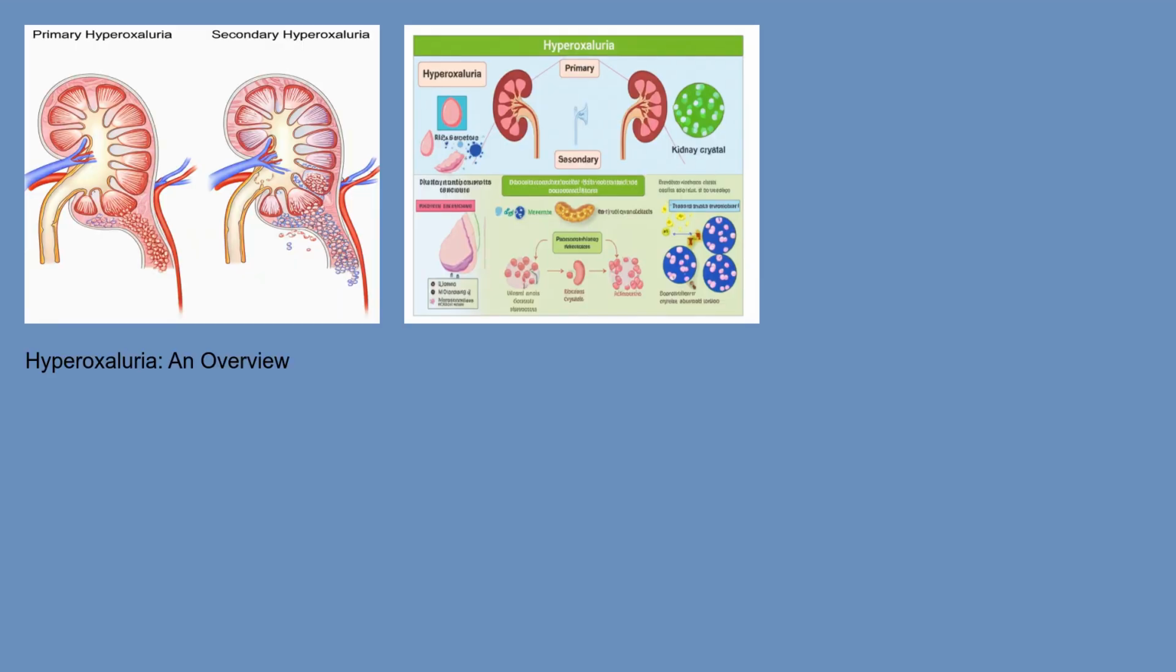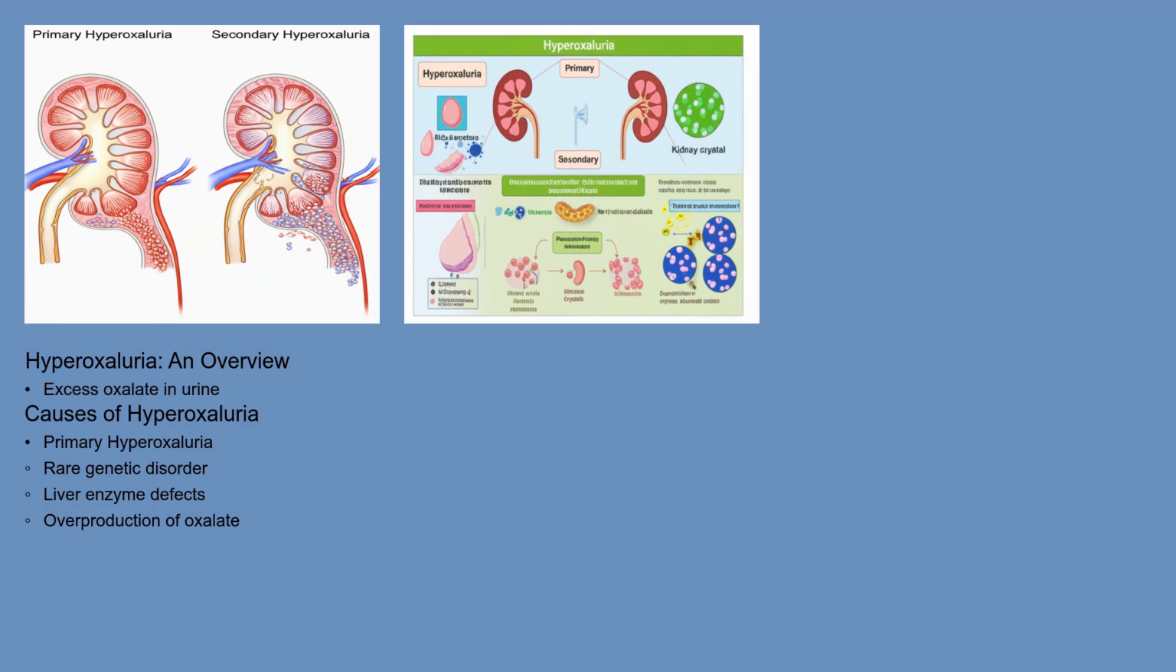Hyperoxaluria at its core is a condition where there's too much oxalate in your urine. But what causes this excess oxalate? Several factors can contribute. Primary hyperoxaluria is a rare genetic disorder where defects in liver enzymes lead to overproduction of oxalate. Secondary hyperoxaluria, on the other hand, arises from other conditions. These can include high oxalate intake through diet, intestinal disorders affecting oxalate absorption like Crohn's disease or short bowel syndrome, or even prolonged use of certain medications like high doses of vitamin C.